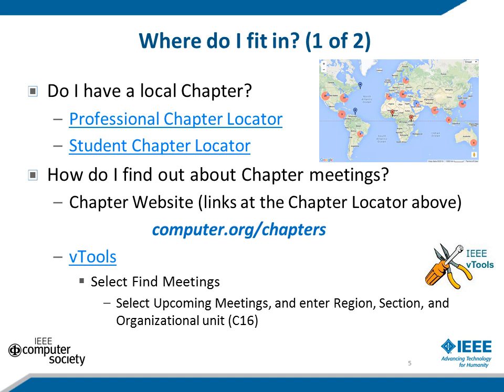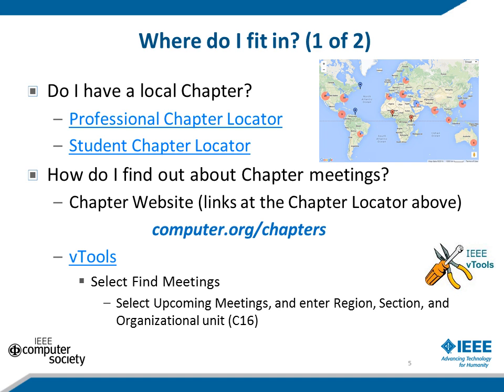So another tool that's available through IEEE that many chapters use is vTools, and there's a link in this presentation to vTools. And you can go to vTools and you can search for meetings in your area. You can also search for meetings in other areas if you want to, and it's possible that maybe they're having a webinar that you could participate in. But it's a good resource for finding out what meetings are available.